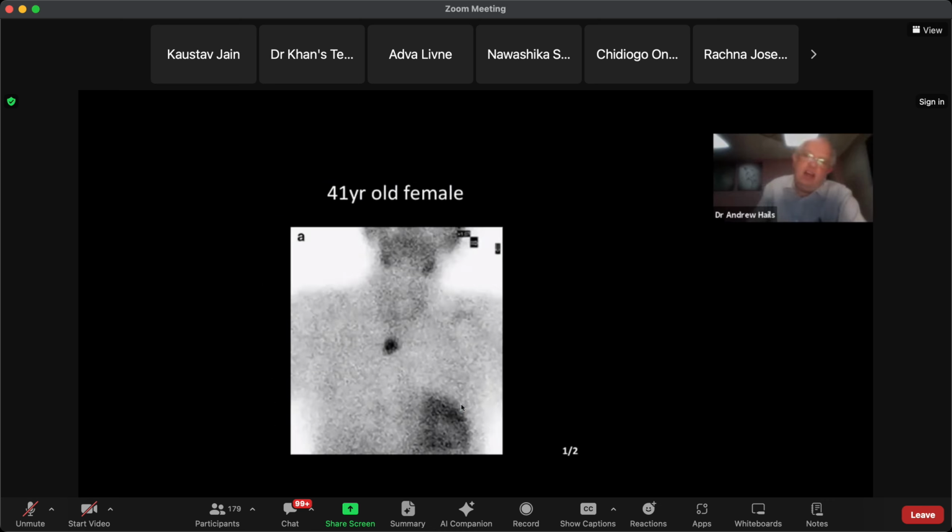And this is an image, I must admit, from Google. It just shows that there's an ectopic parathyroid adenoma on this SESTAMIBI image, and SESTAMIBI has gone to the heart.